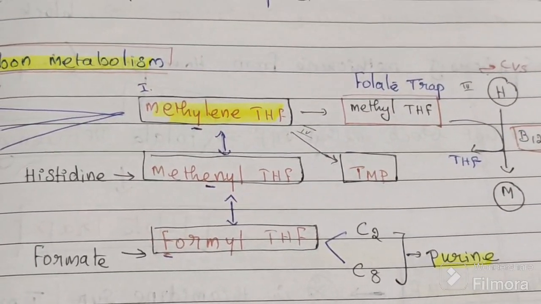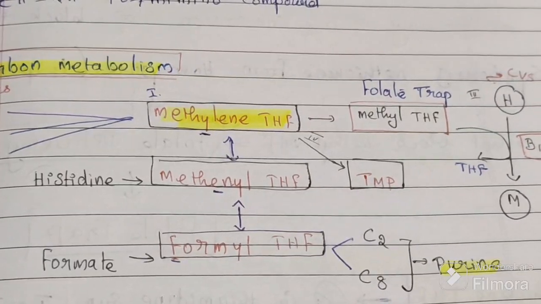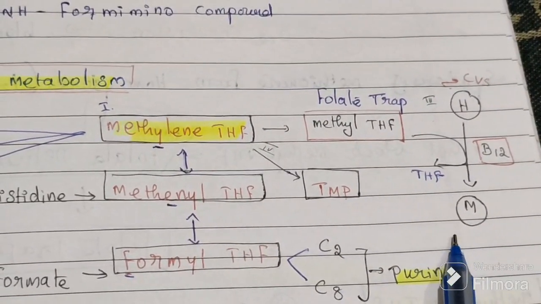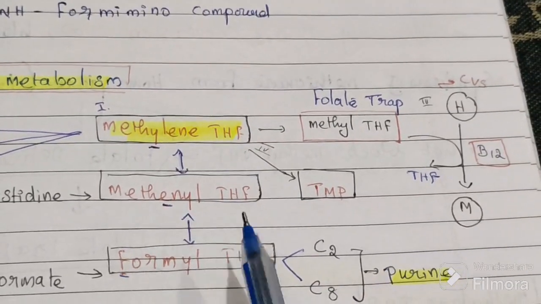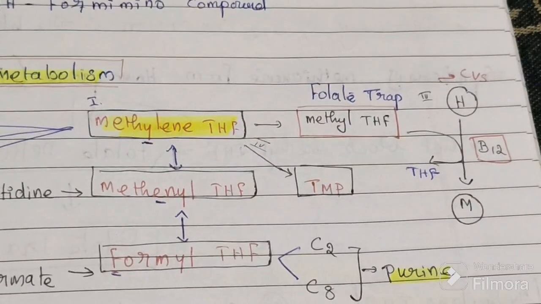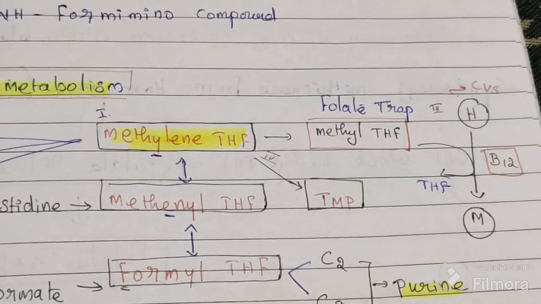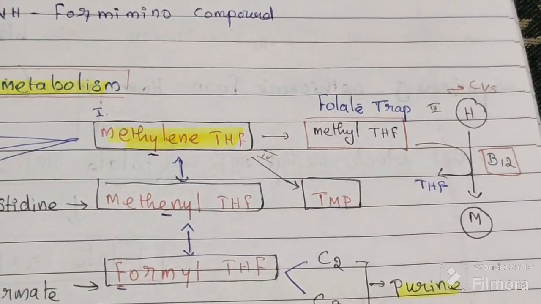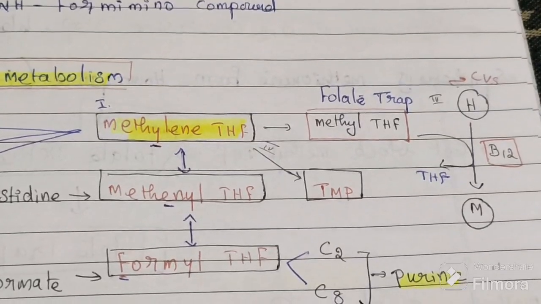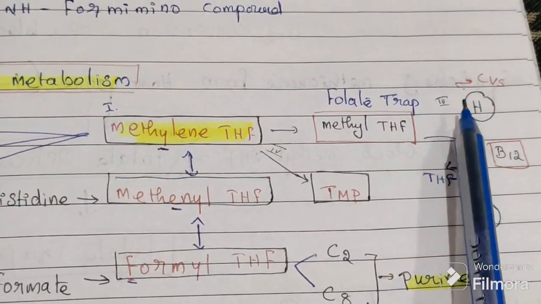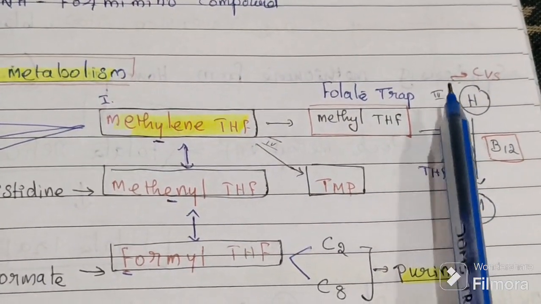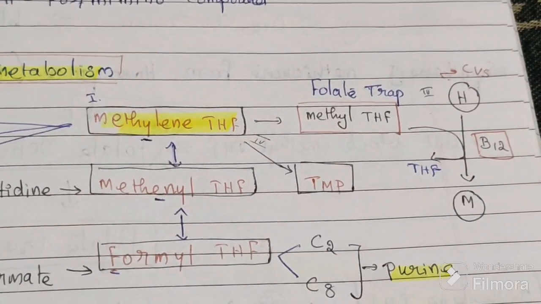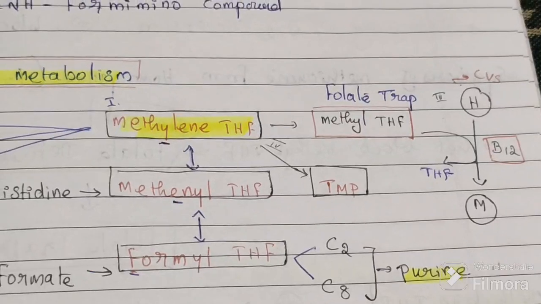That's why folic acid is important in DNA and RNA synthesis, and also in synthesis of methionine from one carbon pool. In the deficiency of vitamin B12, there is the folate trap. The homocysteine level is elevated, and this leads to cardiovascular manifestations. So elevated homocysteine level leads to cardiovascular manifestations.